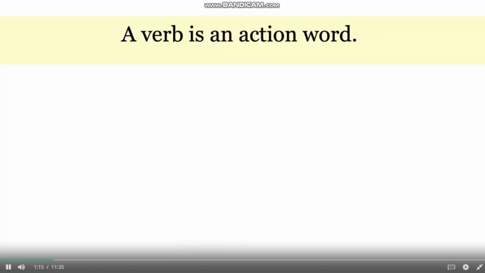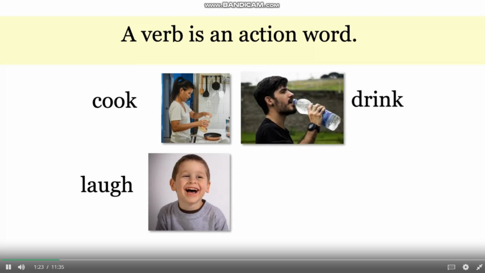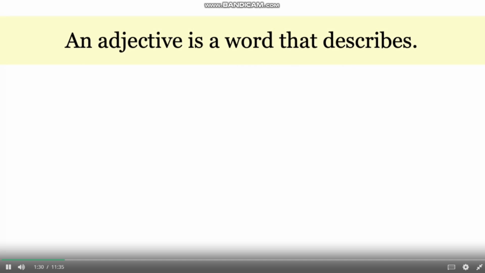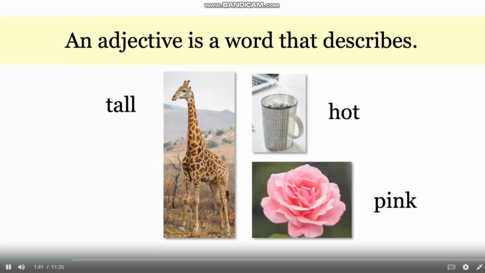Another kind of word is a verb. A verb is an action word. Cook, laugh, drink, and dance are all verbs. They tell what happens. And a third kind of word is an adjective. An adjective is a word that describes a noun. Tall, hot, and pink are all adjectives. They tell you something about the nouns. The giraffe is tall, the coffee is hot, and the flower is pink.